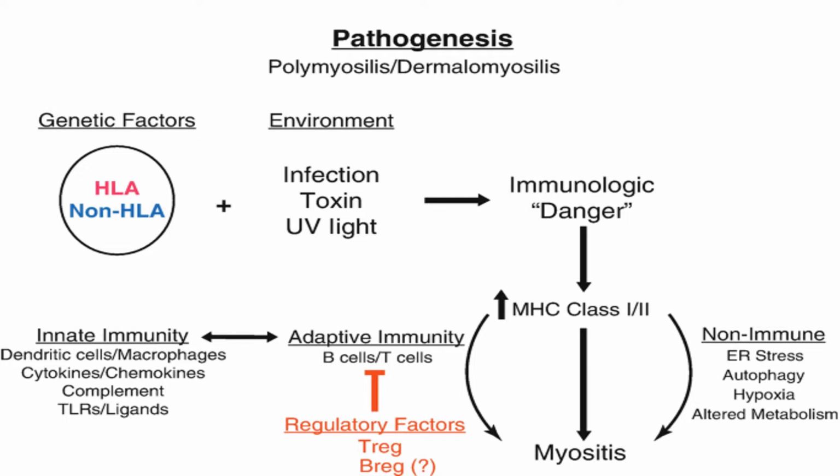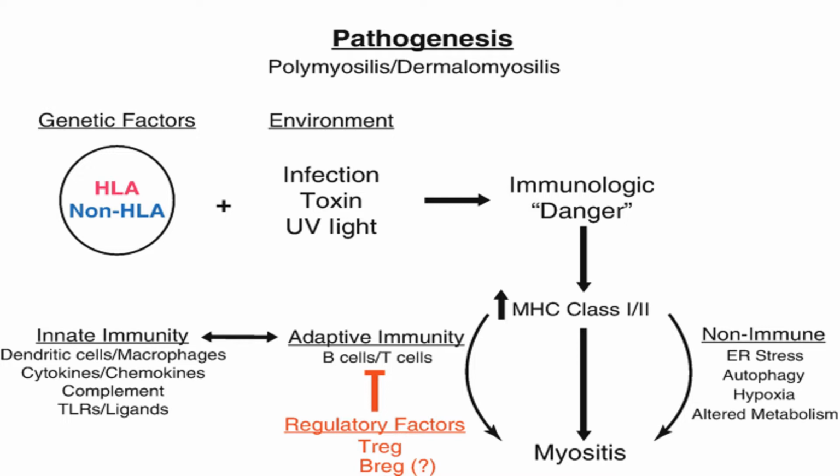These genetic factors combine with the environment, that is infection, toxin, and ultraviolet light. Infection results from contagious spread from adjacent sites of infection, and toxins from some bacteria, and ultraviolet light inhibits antigen presentation. All these will cause an immunologic danger. So these genetic factors and the environmental factors result in immunologic danger. So what is immunologic danger?